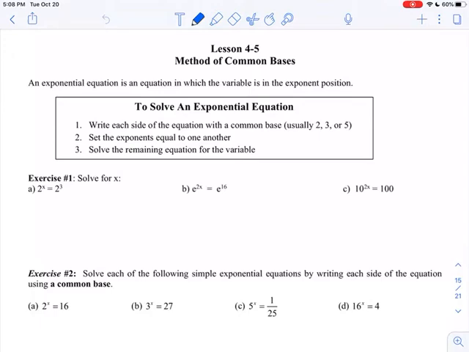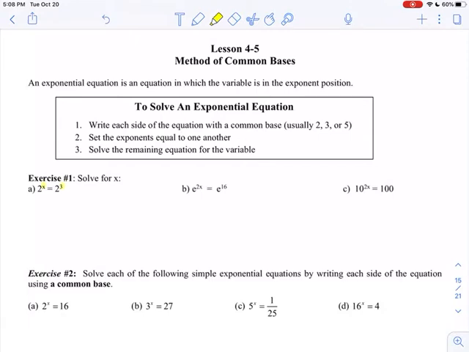So if we look, there's a rule at the top right here. To solve an exponential equation, we write each side of the equation with a common base. Usually we use 2, 3, or 5. And then once the bases are the same, you can set the exponents equal to one another, and then you just solve that equation that you're going to write.